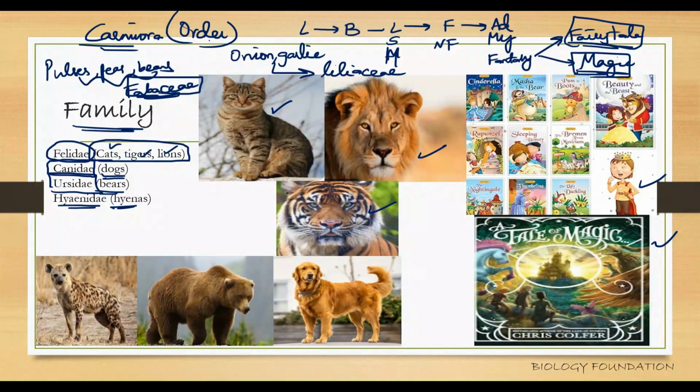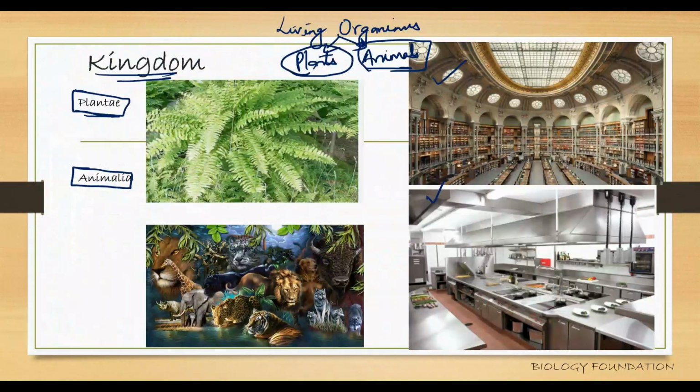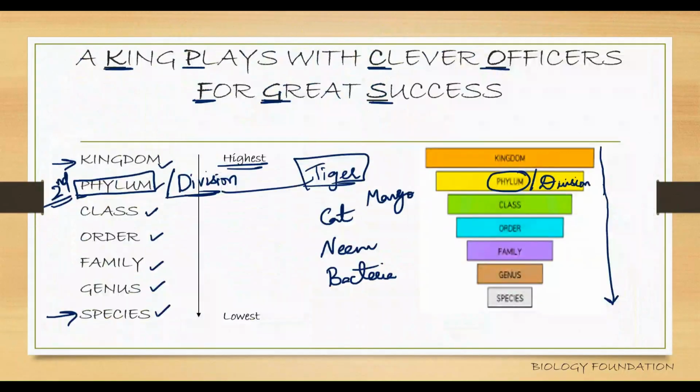Now this is all about hierarchical system of classification, and it is very important, students, you can't write kingdom, class, order, genus, phylum, then species. The order must be maintained: kingdom, phylum, class, order, family, genus, species. A king plays with clever officers for great success. Okay, and for plants, we use the term division instead of phylum. But division or phylum both hold the second position in the hierarchical system.